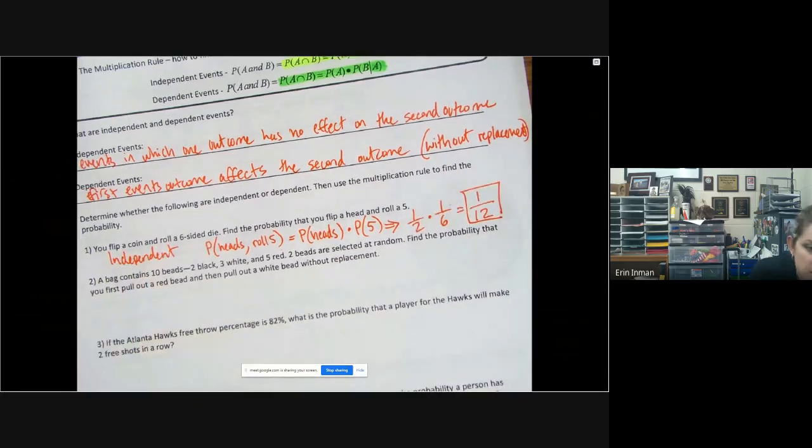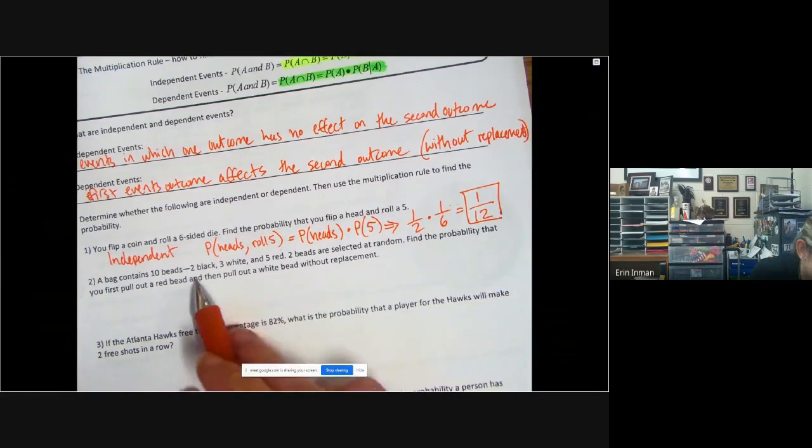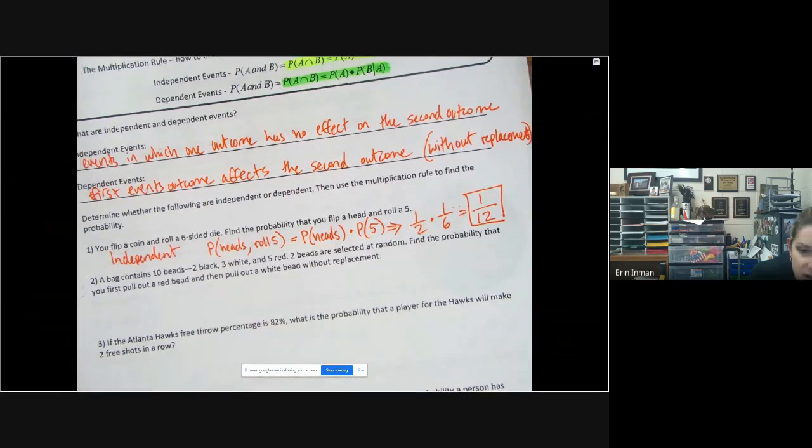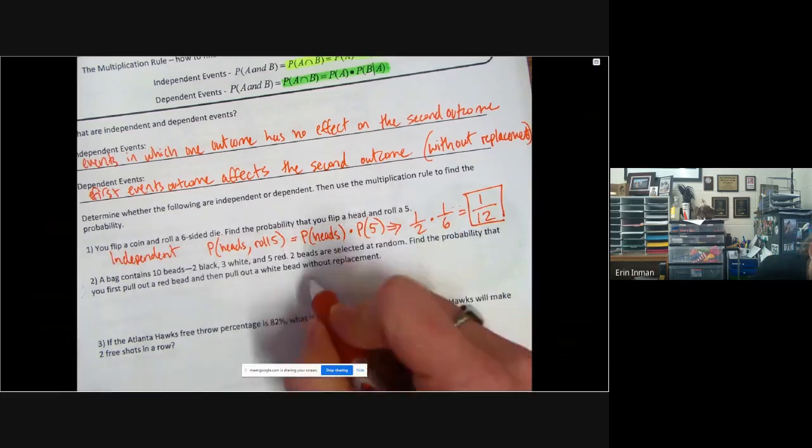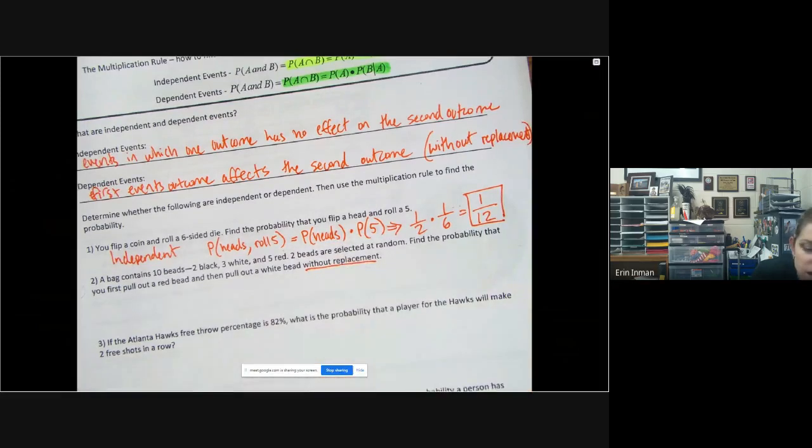Okay. Let's look at another one. There's 10 beads: 2 black, 3 white, 5 red. Make sure that all adds up. Yep. 2 beads are selected at random. Find the probability that you first pull out a red bead and then you pull out a white bead without replacement. And that is key right here, without replacement.